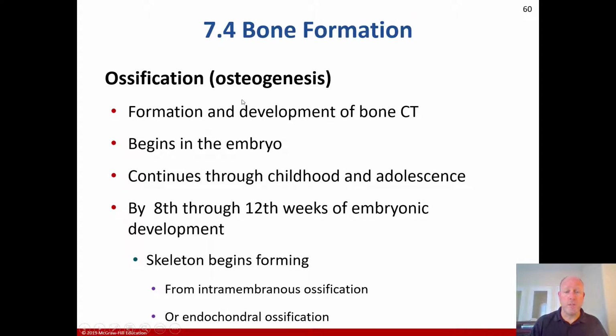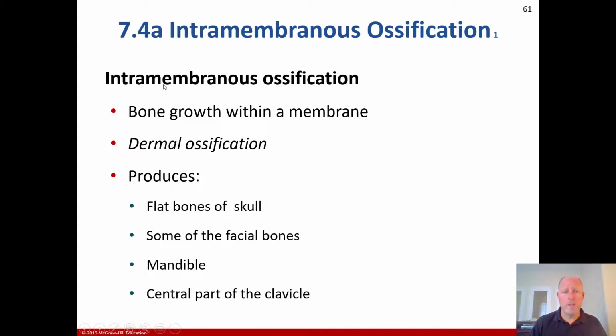Ossification, which is osteogenesis, the formation and development of bone connective tissue, begins in the embryo. It continues through childhood and adolescence. By the 8th through 12th weeks of embryonic development, the skeleton begins forming through intramembranous ossification or endochondral ossification. Intramembranous ossification is bone growth within the membrane. It's also called dermal ossification. It produces the flat bones of the skull, some of the facial bones, the mandible for the jaw, and the central part of the clavicle.